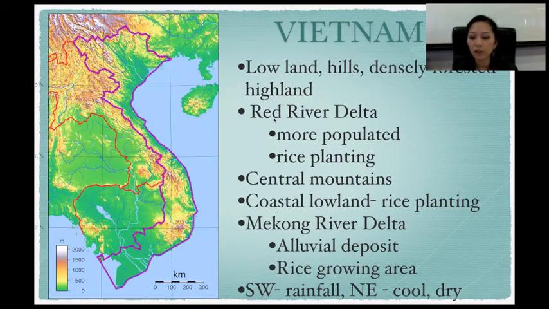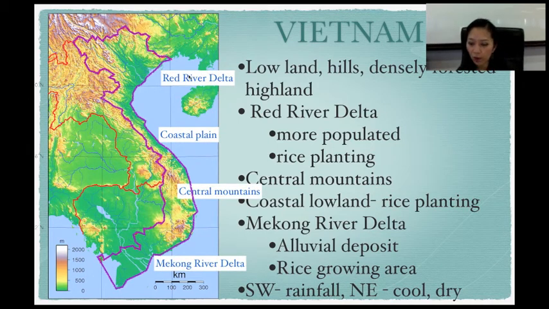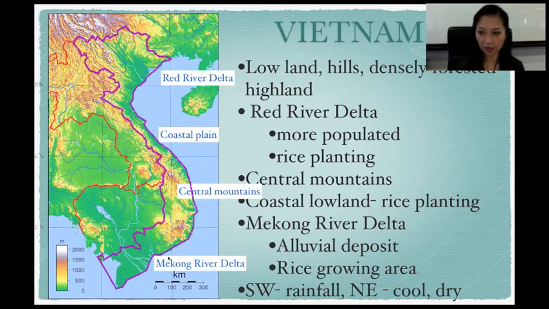Vietnam is a country of tropical lowlands, hills and densely forested highlands. The country is divided into the highlands and the Red River Delta in the north. This is the northern part, the Red River Delta. That's the highlands over here, as you can see from the map. The central mountains down here, the coastal plain, and the Mekong River Delta in the south.